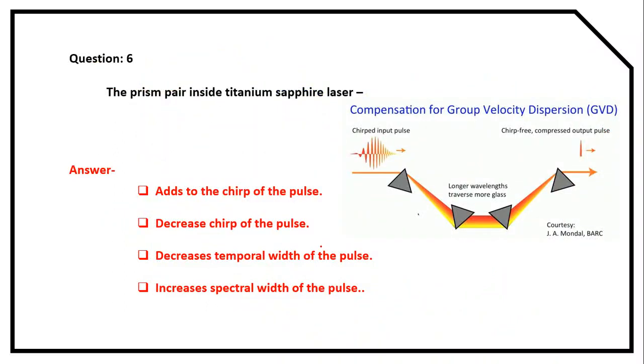What this chirping is, suppose this is the pulse of light which is passing. Say it is in the form of this, and it has a spectral width of this much, and these are the different wavelengths of light. When it passes through a medium, say this much, it will just get dispersed. It will undergo the GVD, group velocity dispersion.